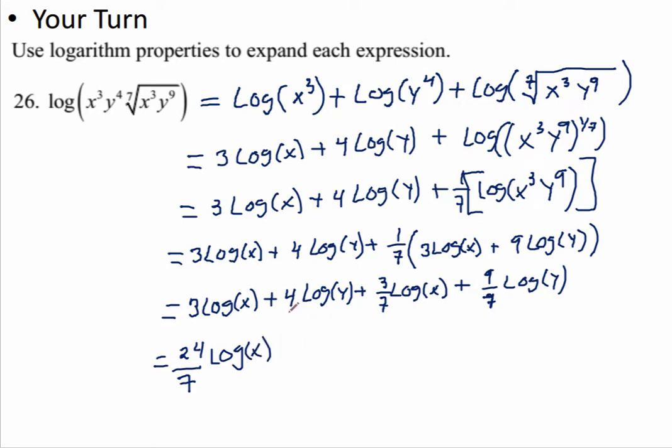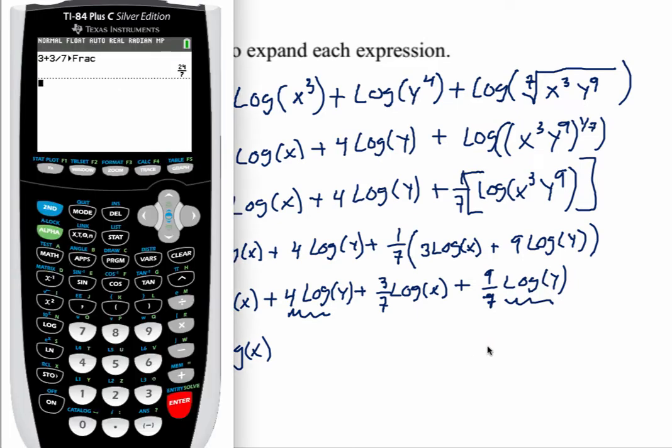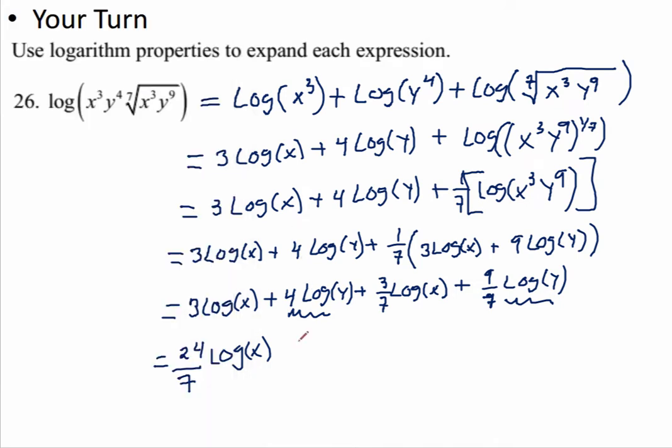Same song, second verse. Notice that that's a log y and that's a log y. So if I take 4 plus 9/7, I get back 37/7. So that's plus 37/7 log of y. Now, there are many different ways you could have tackled this.